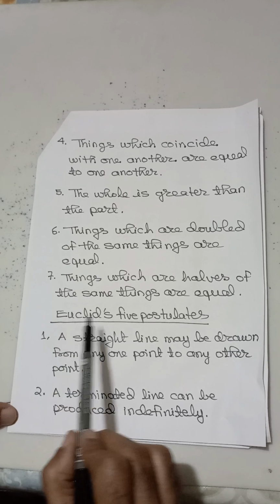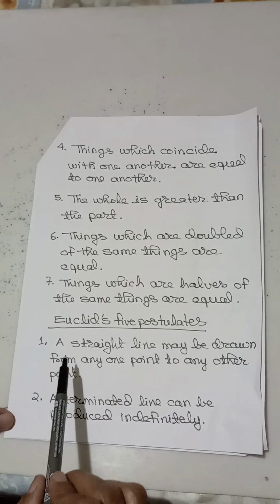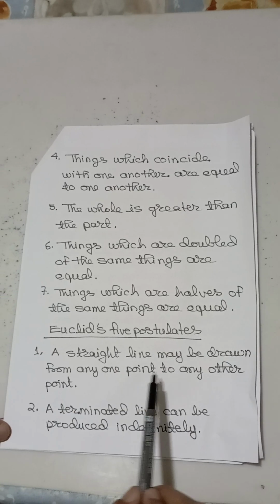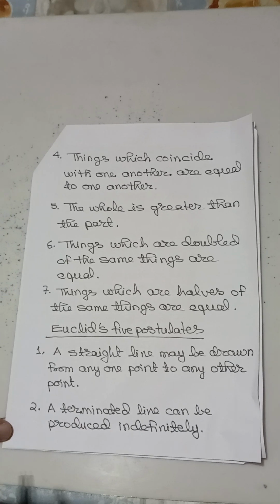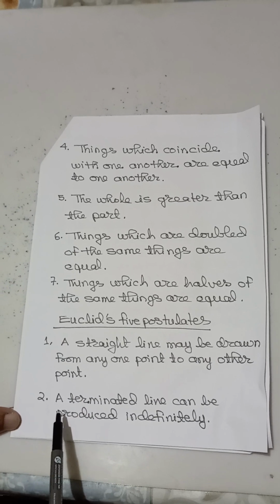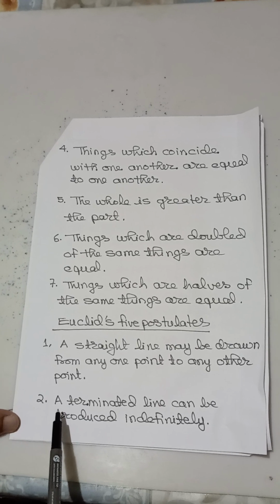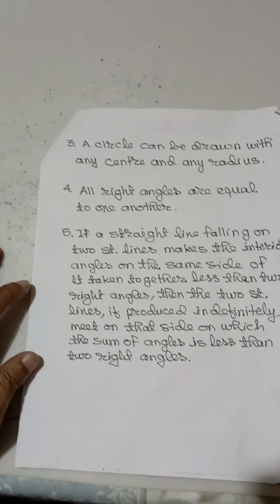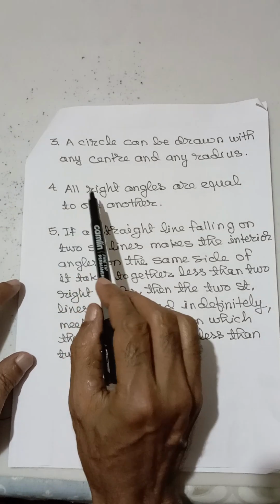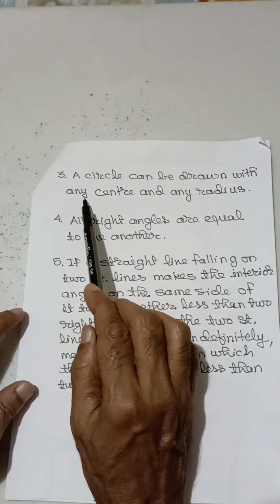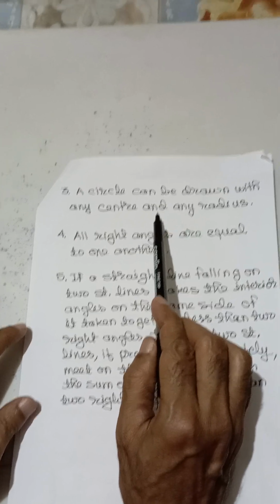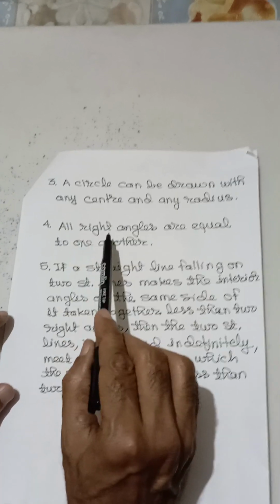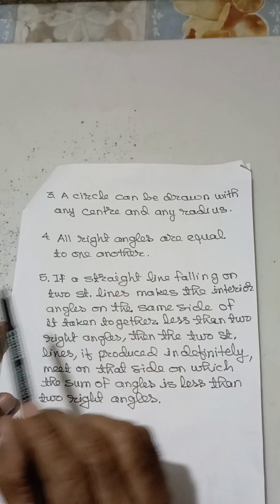Now let us come to the 5 postulates. The 5 postulates are: a straight line may be drawn from any point to another point. Second postulate is a terminated line can be produced indefinitely. The third postulate is a circle can be drawn with any center and any radius. Fourth postulate is all right angles are equal to one another.